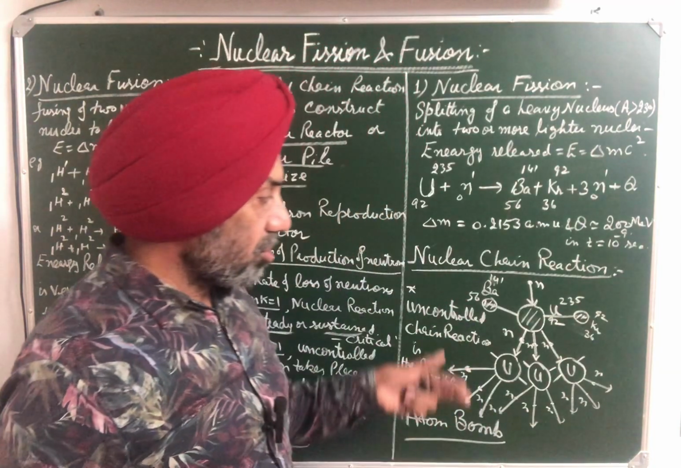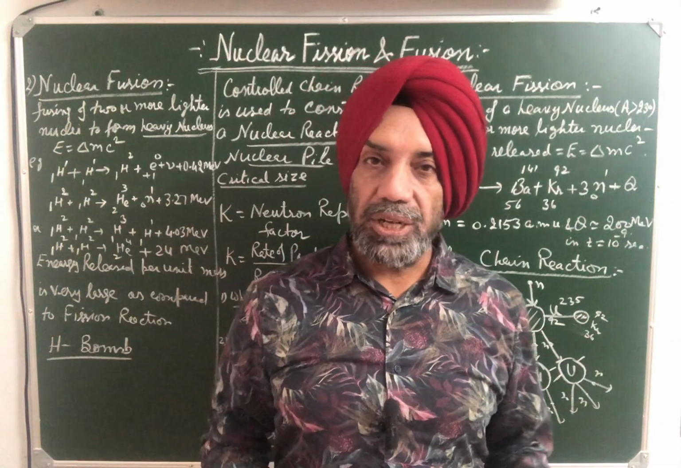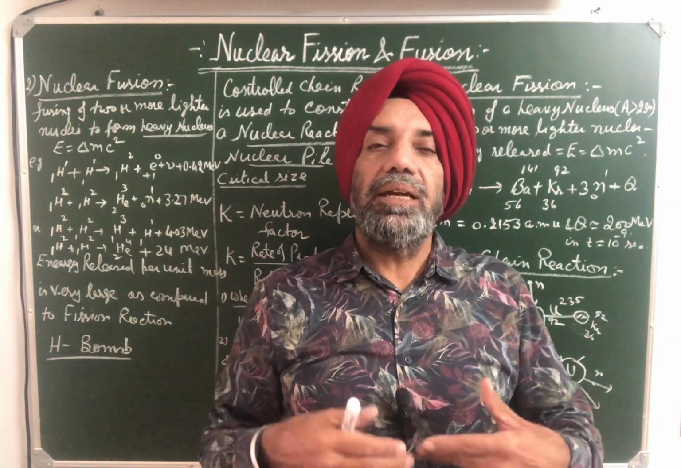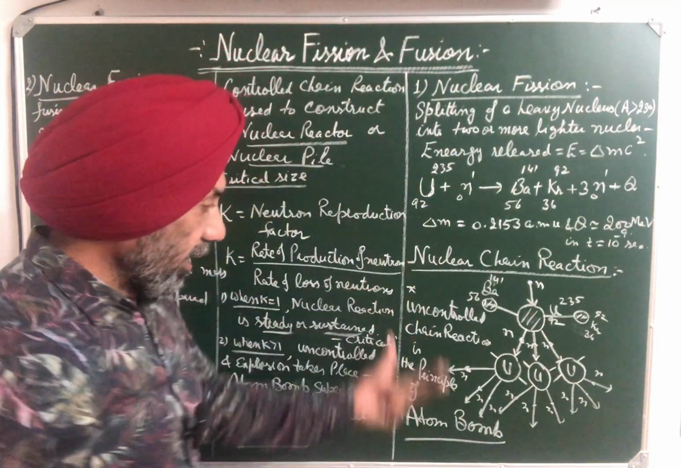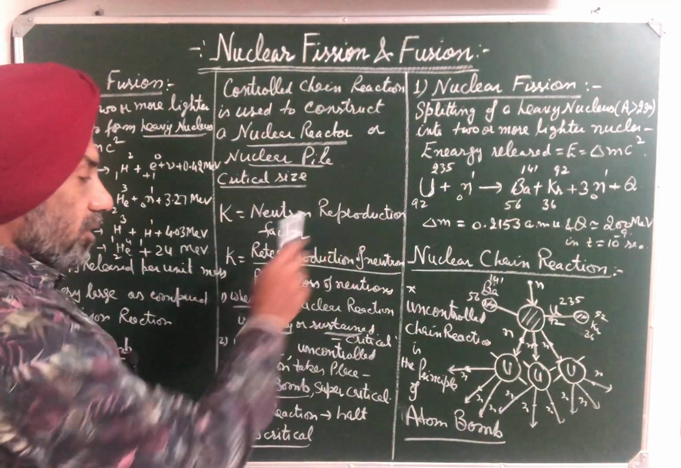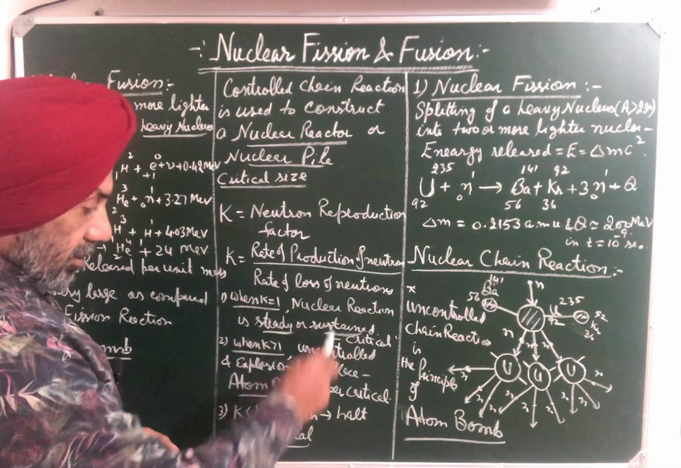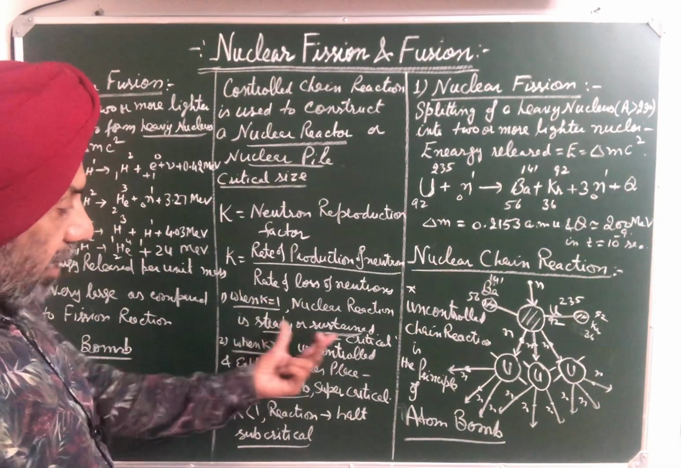जो नंबर ऑफ न्यूट्रॉन्स घट रहे हैं, प्रोडक्शन घट रही है, तो रिएक्शन will die out after some time. So depending upon the neutron reproduction factor, we can see how this happens.